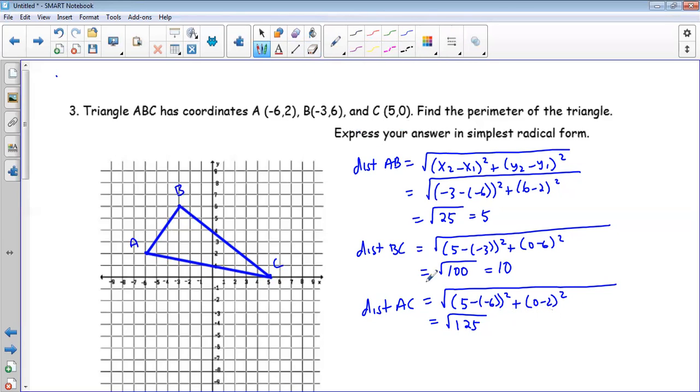The square root of 125 is really the square root of 25 times 5, which is 5 radical 5. So find the perimeter of the triangle. The perimeter is equal to, I combine like terms, 5 plus 10 is 15, plus 5 radical 5. So that was number 3.